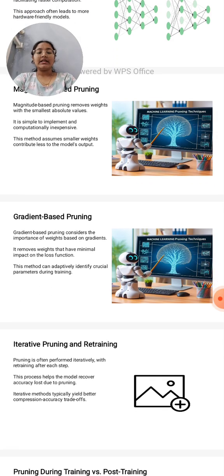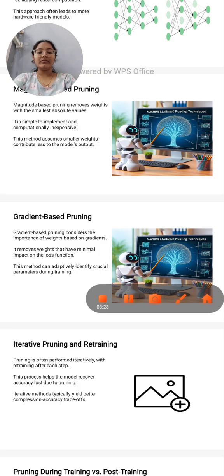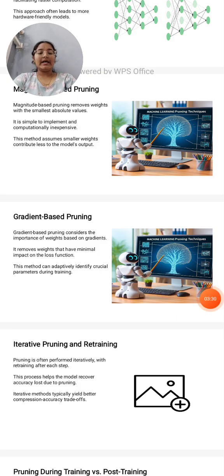Gradient-based pruning. Gradient-based pruning considers the importance of weights based on gradients. It removes weights that have minimal impact on the loss function. This method can adaptively identify crucial parameters during training.